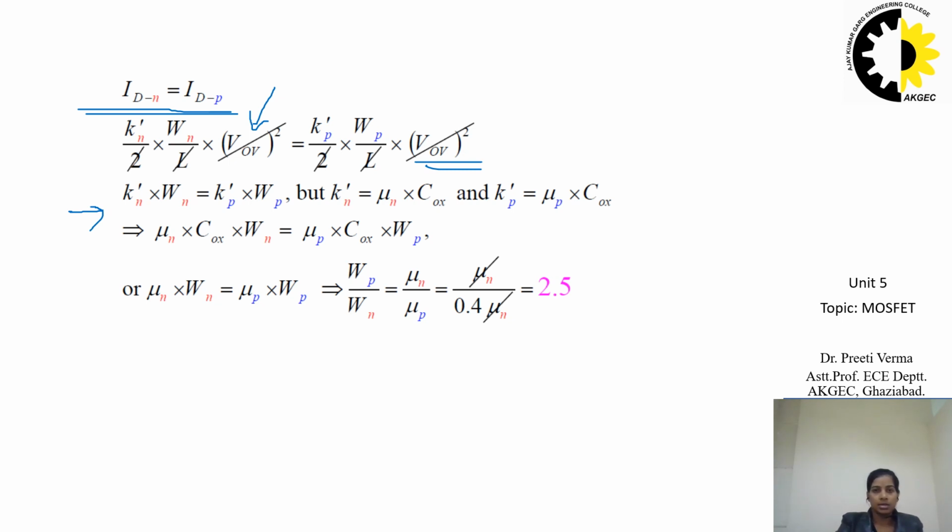Solving and simplifying this equation, we reach this step: mu n Cox multiplied by Wn is equal to mu p Cox Wp. Solving this, we get the ratio Wp upon Wn as mu n upon mu p, and as mu p is 0.4 mu n, that comes out to be 2.5.